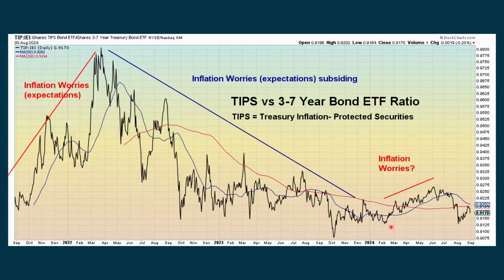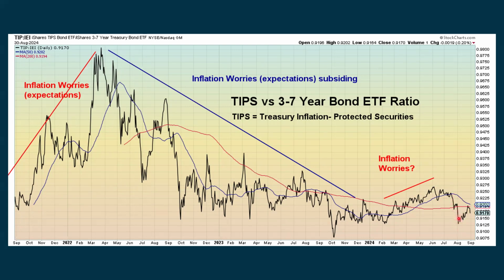We look at TIPS, which are Treasury inflation protected securities. We compare them with 3 to 7-year bonds. Typically, when this is going up, that means there's inflation worries and that interest rates are going up. Well, now we've been dropping off here. We started to really drop off. Again, we have to know the context of why this is dropping.